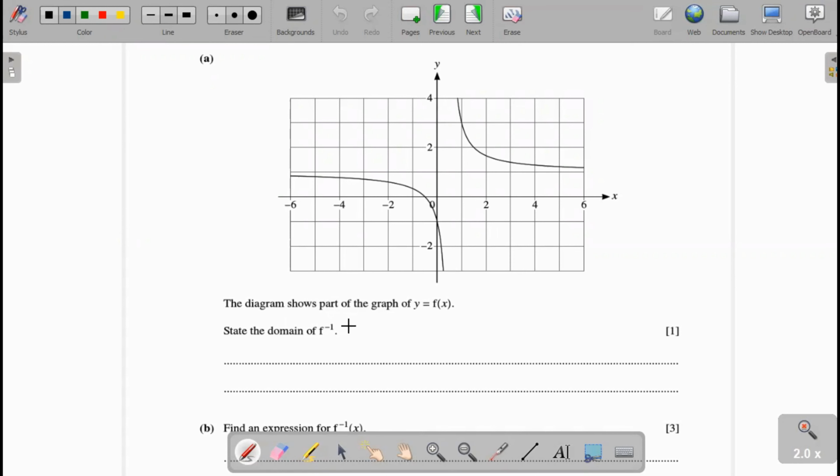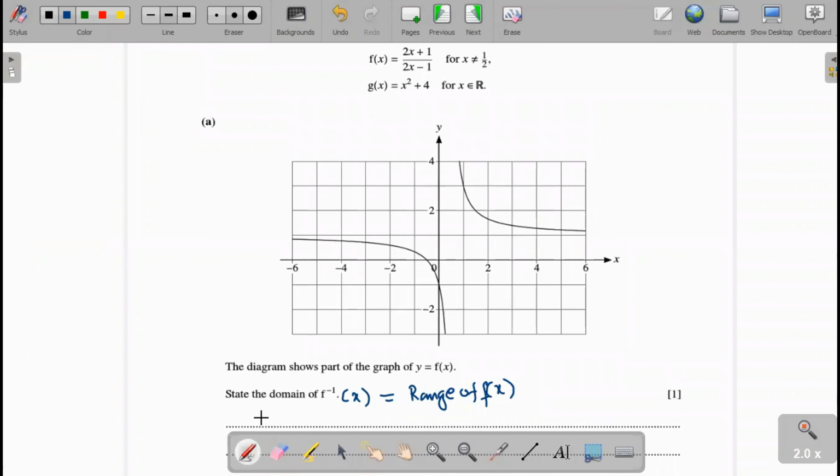And the domain of f inverse of x will be equal to the range of f of x. We will find the range of the function f of x. We see that here in this graph. Now the values start from greater than 1. We see that the values of y are from 1 to infinity, and the curve is going upward, and that is 1 to infinity.